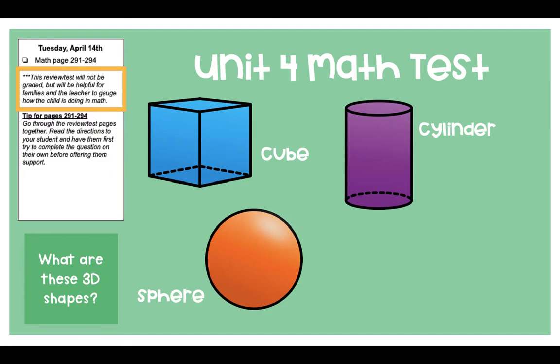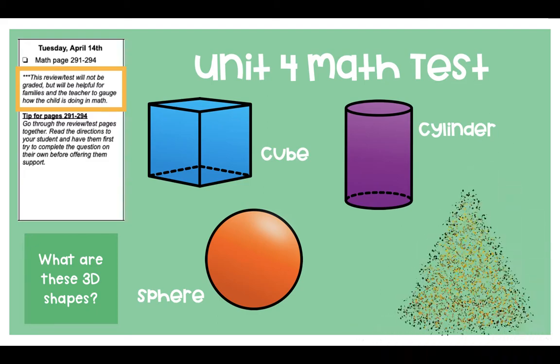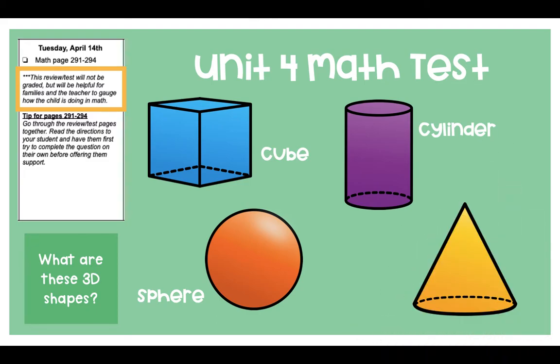It's a sphere. Can you say that? Sphere. It's kind of a weird name, huh? A sphere is like a ball. Then the last one we have looks like this. It looks like a party hat. What shape is that? It's a cone.